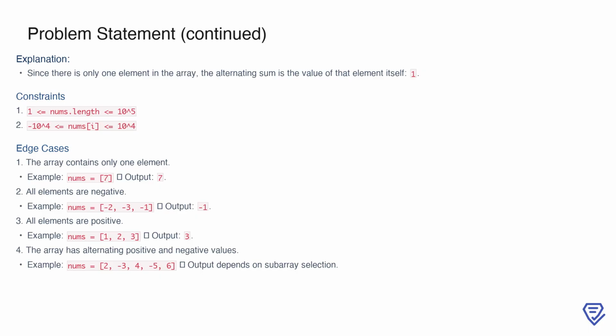Moving on to the problem's constraints, the size of the array can range from 1 to 100,000 elements, and each element can range from -10,000 to 10,000. Some important edge cases to consider include arrays with only one element, arrays where all elements are negative, arrays where all elements are positive, and arrays where values alternate between positive and negative. Each of these scenarios can influence the result, so it's important to account for them when designing your solution.